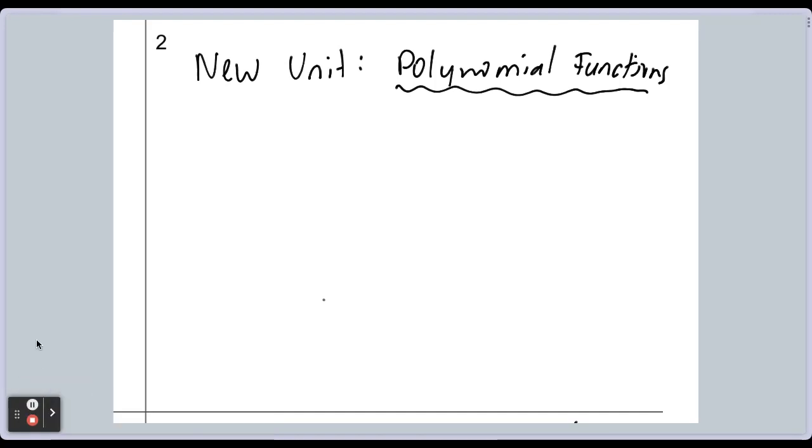Earlier, the algebraic concepts unit really introduces you to a whole bunch of tools that you then use in this unit, which is the polynomial functions unit. Then we do trigonometry, then the trigonometric unit, exponential functions, logarithmic functions, a whole bunch of different kinds of functions that we tackled during the year.